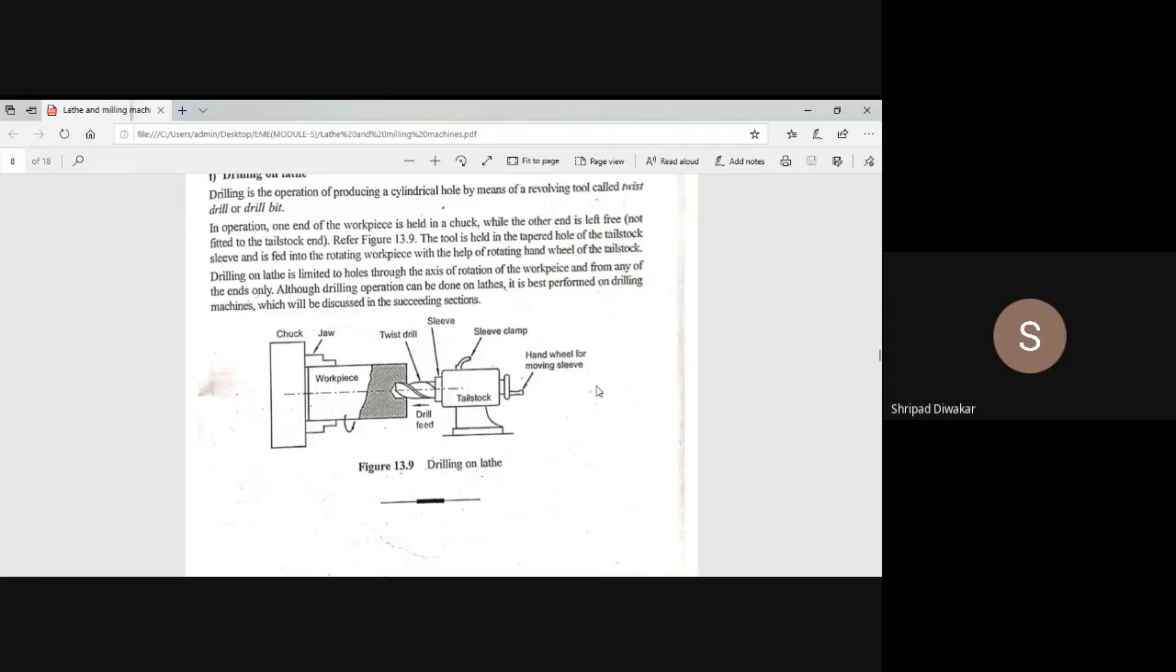Okay, so when the operation takes place, we are going to move the tailstock towards the workpiece. Okay, next, when you switch on the motors, the workpiece starts rotating, and we are going to move the tailstock towards the workpiece. Okay, when the workpiece rotation takes place, this twist drill penetrates inside the workpiece, thereby generating the cylindrical hole in the given workpiece.